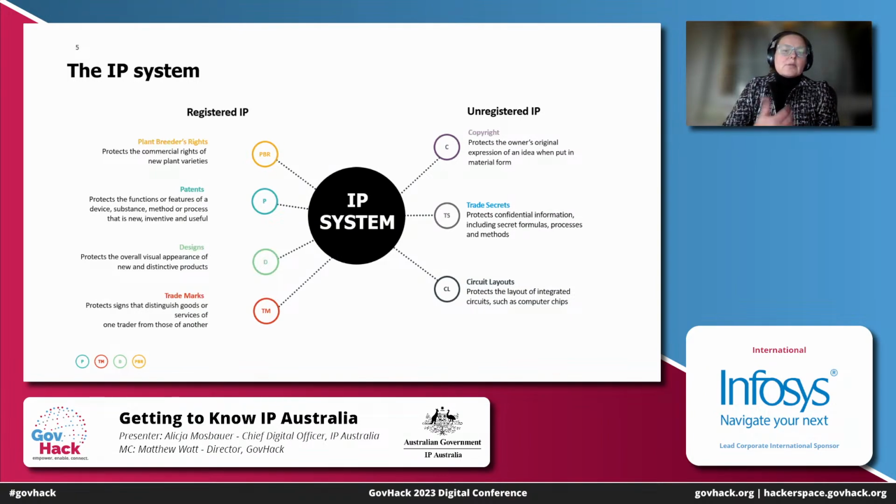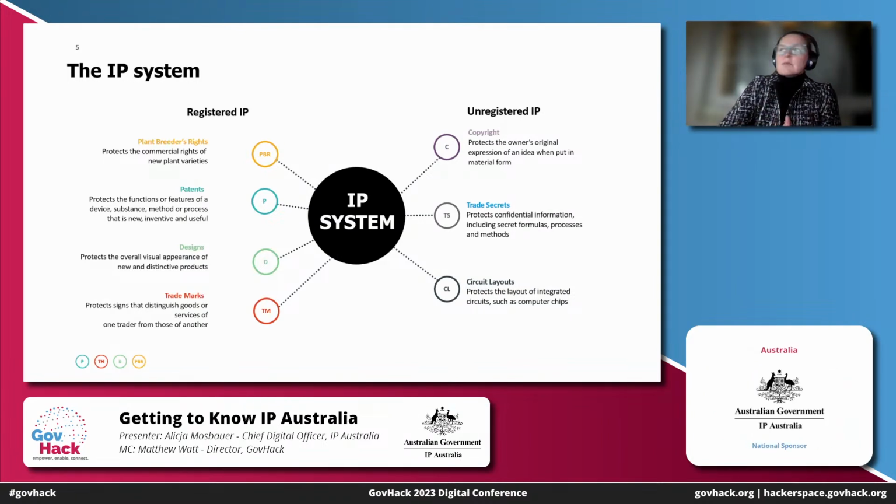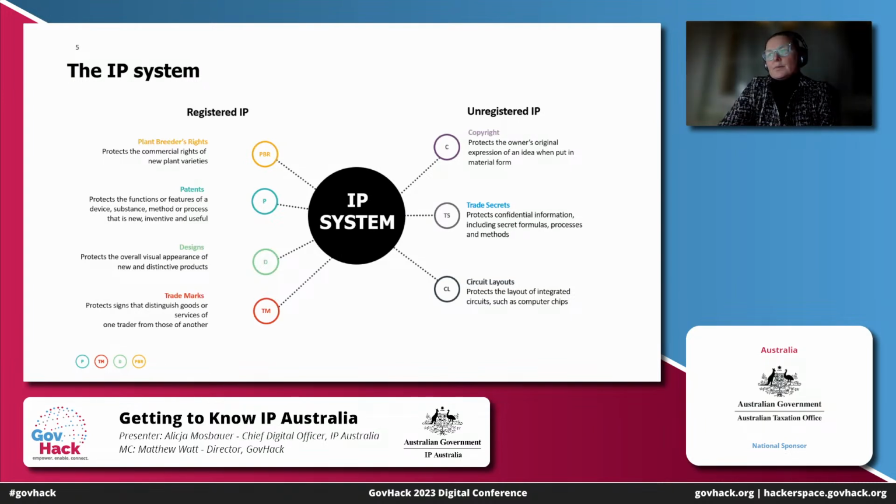So just to emphasise, we look after the plant breeders' rights, which protect the commercial rights of new plant varieties. Patents protect the functions or features of devices, substances, methods, or processes, and help us to understand what is new, inventive, and useful. In the designs area, we protect the overall visual appearance of new and distinctive products. And in the trademark space, we look at protecting signs that distinguish goods or services of one trader from another.